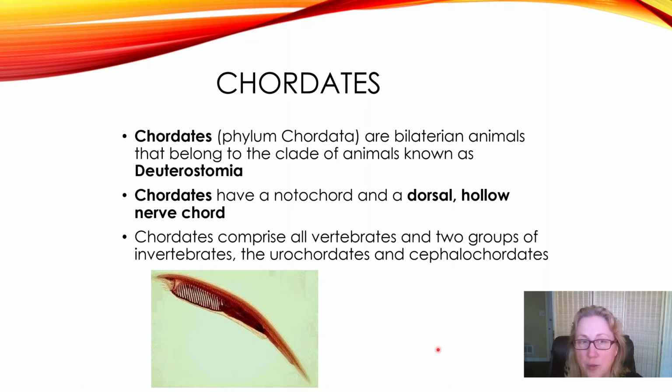Chordates belong to the clade of Deuterostomia. That also includes the echinoderms and the hemichordates. The group is named for the notochord. The notochord forms very early during embryonic development and persists into adulthood for the more basal chordates, but not in the vertebrates.